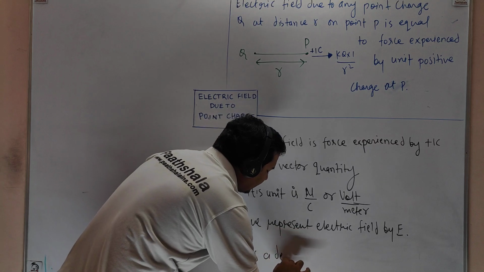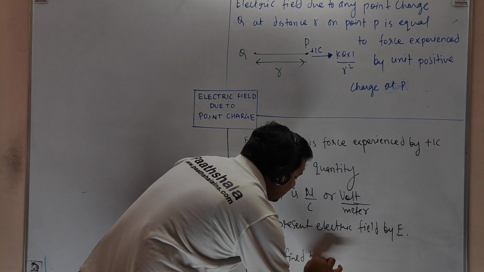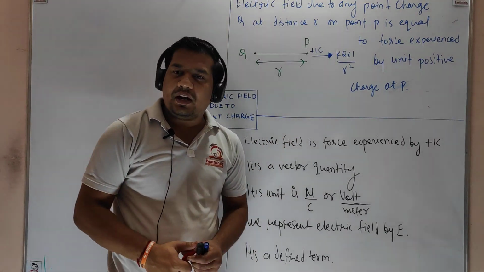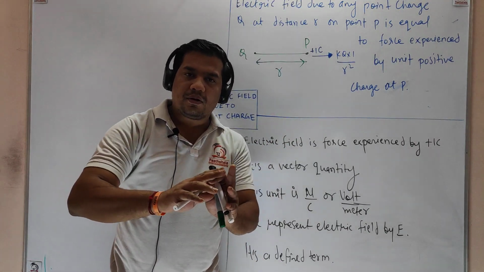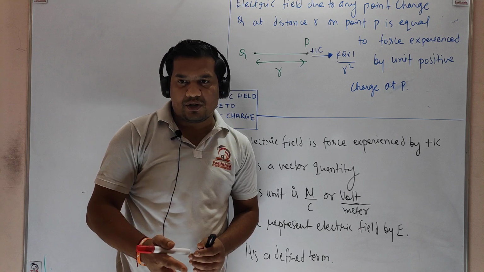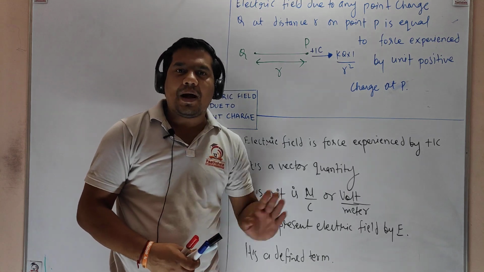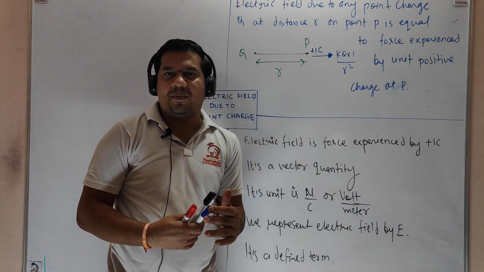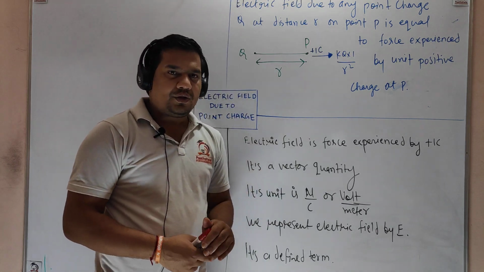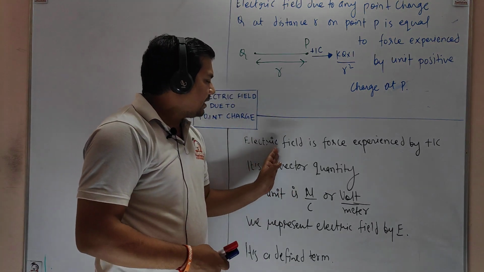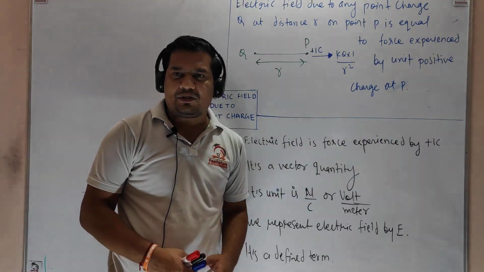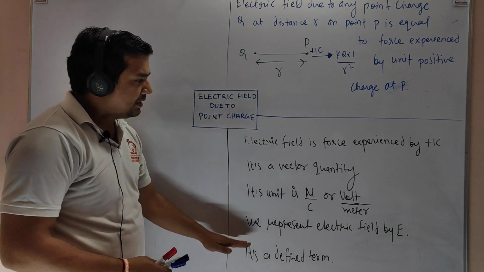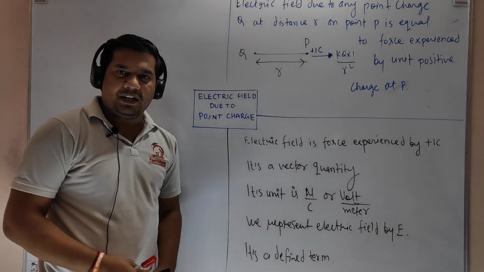It's a defined term. It will always be equal to the force experienced by +1 coulomb. You cannot assume -1 coulomb, because it is defined as the force experienced by unit positive charge. So you cannot consider any other charge in the place of +1 coulomb. Okay, this is the basics of electric field.